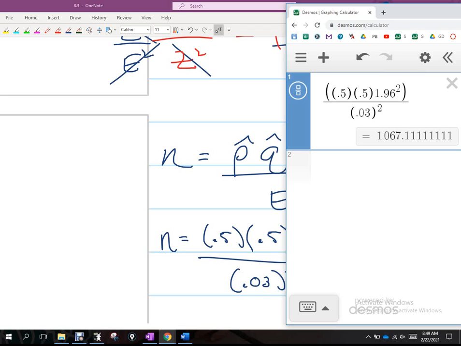1,068 people. Does that make sense? You always round these up. No matter what your decimal place is, you always round up to the nearest integer. Okay? So if I had no preconceived ideas, my sample size needs to be that.